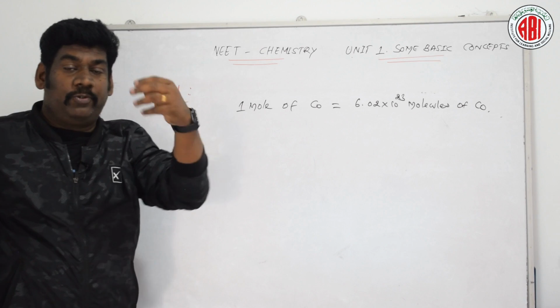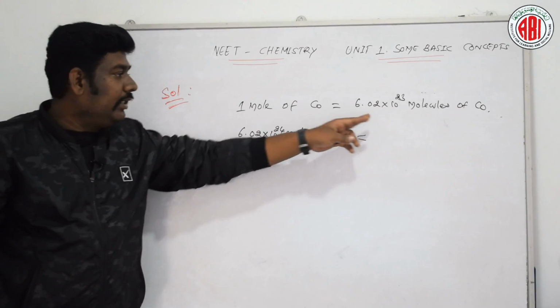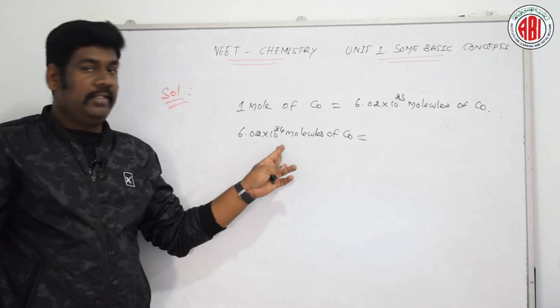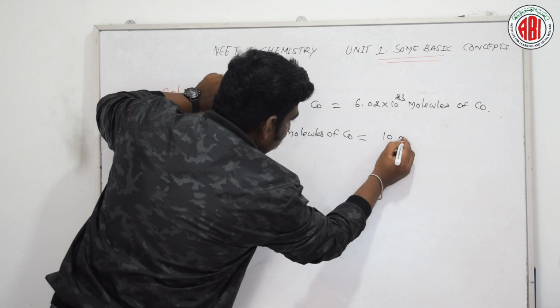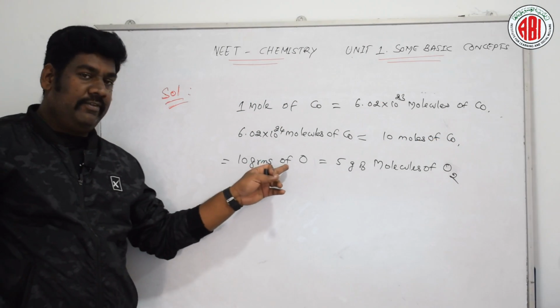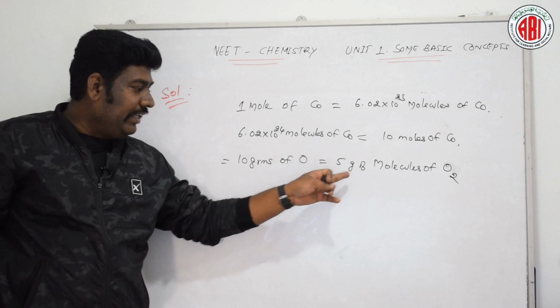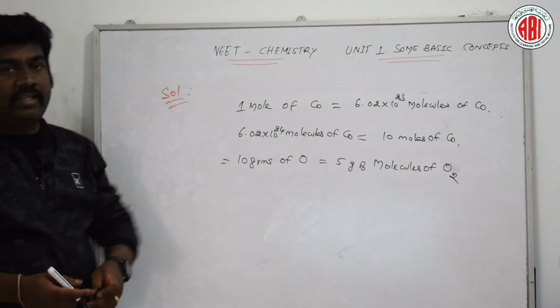Then 6.02 into 10 to the power of 24 carbon monoxide molecules are asked in the question. Here 10 to the power of 23 and here 10 to the power of 24, that variation is 10 moles. So 10 moles of carbon monoxide. Therefore, 10 gram atoms of oxygen is equal to 5 gram molecules of oxygen. So by this way we can solve the problem.